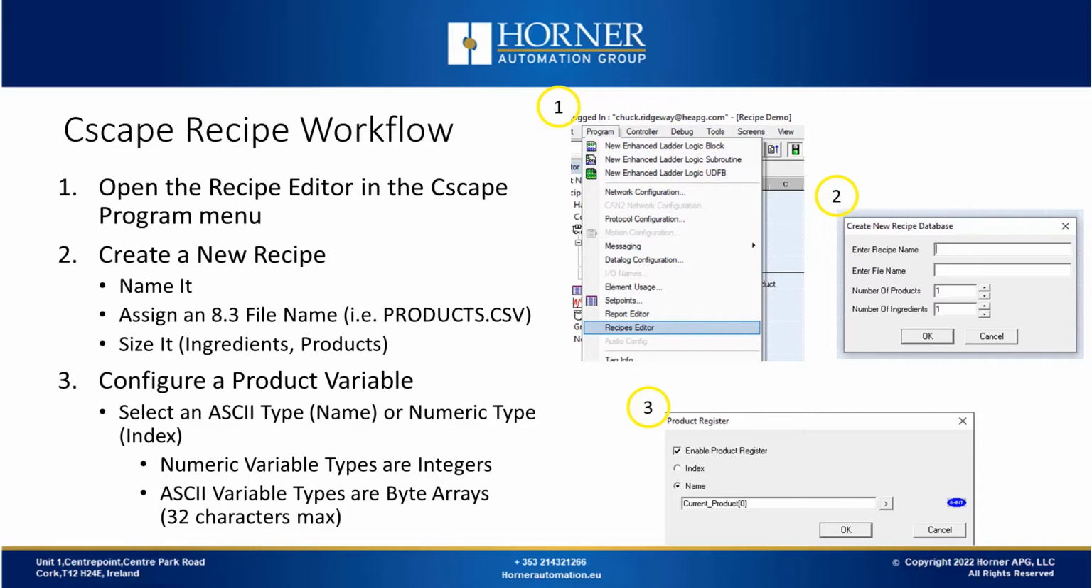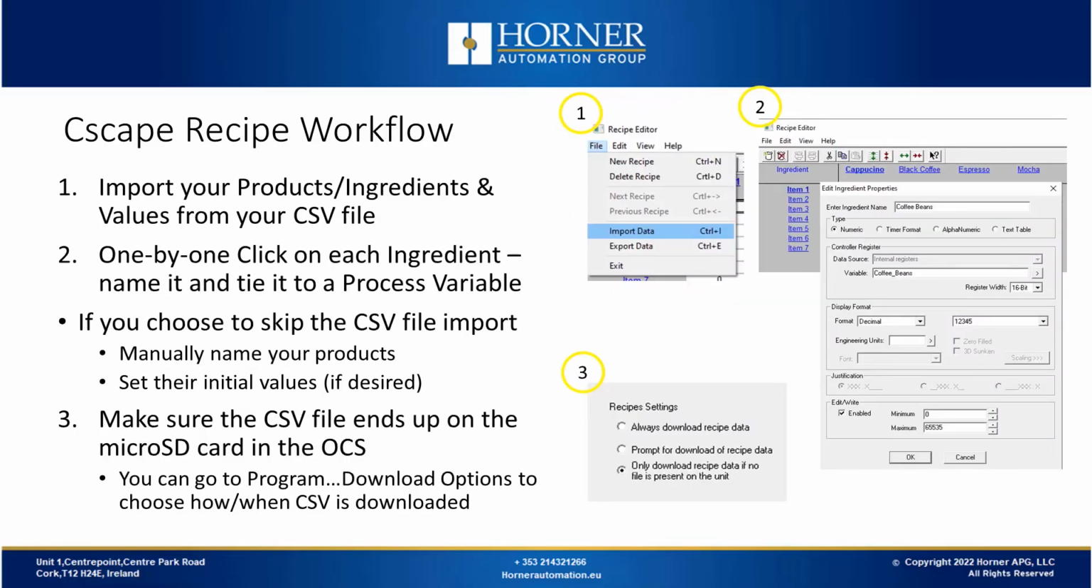If you want a numeric index, you can assign a numeric variable to the product variable, which is an integer. Or if you want to use the name, you can assign it as an ASCII variable type, which is a byte type array of up to 32 characters or 32 bytes. This is my preferred workflow.